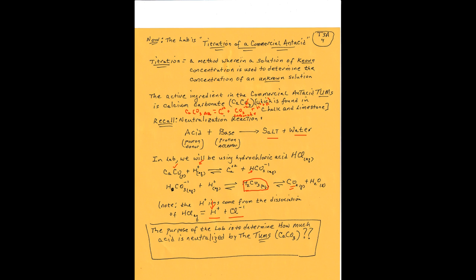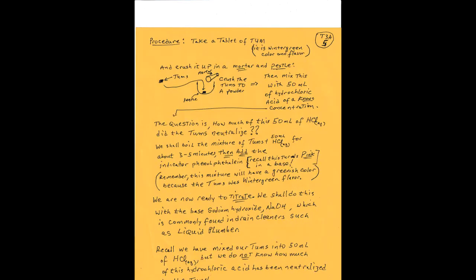But again, it goes both ways. So the purpose of the lab is to determine how much acid is neutralized by the Tums, by this calcium carbonate. We have to try to figure that out. And how in the world can we figure that out? Well, let me try to illustrate what's going on in the lab.